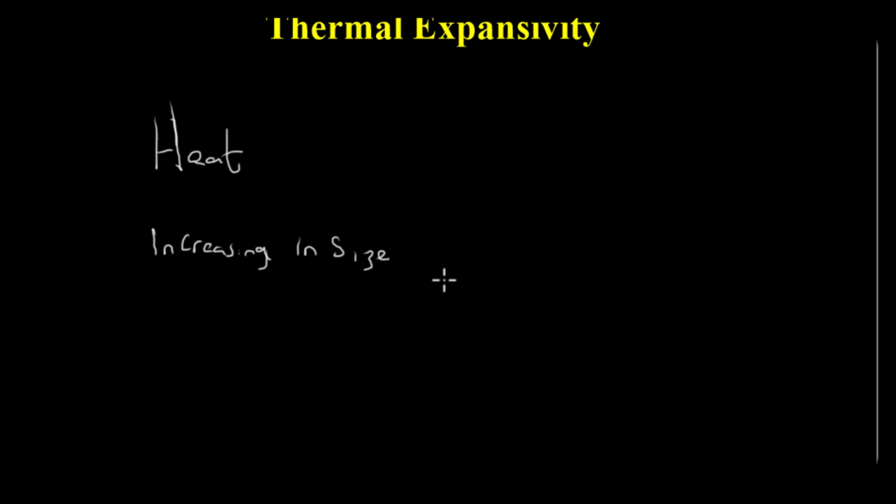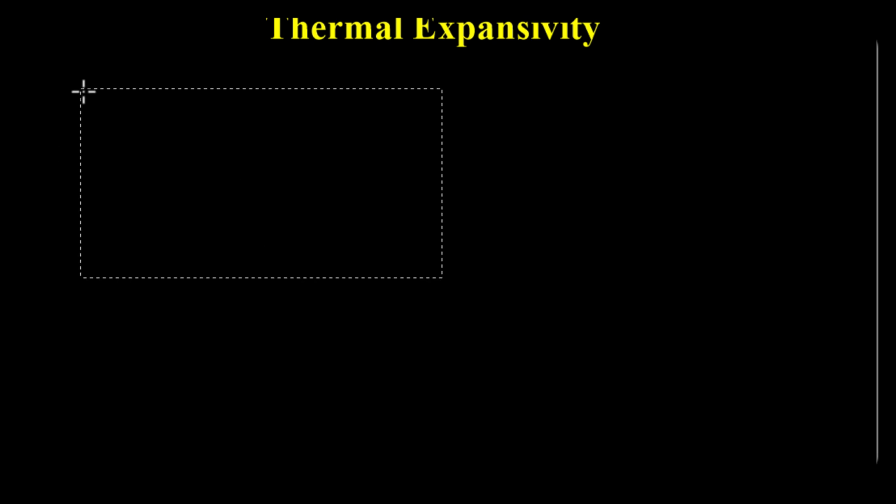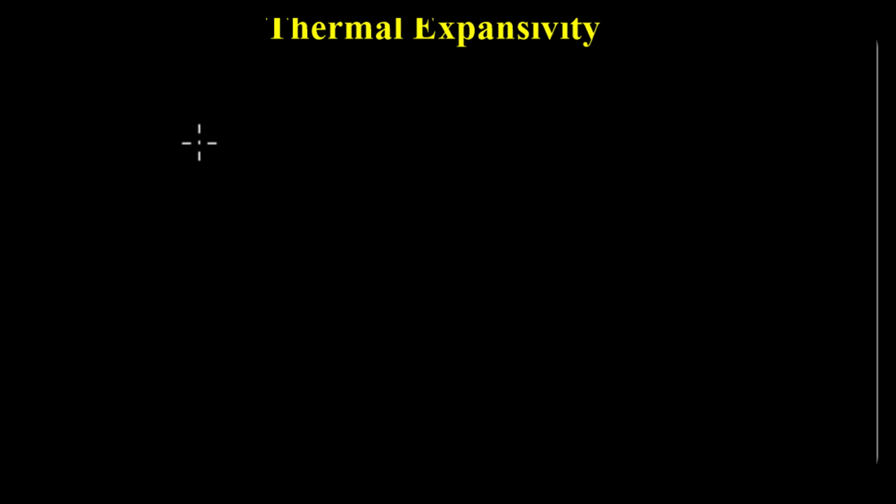Now, before we delve into the types of thermal expansivities that we have in solids, we need to note that expansion occurs the least in solids. Expansion occurs the least in solids, followed by liquid, then followed by gases. So it must mean that expansion occurs the most in gases.